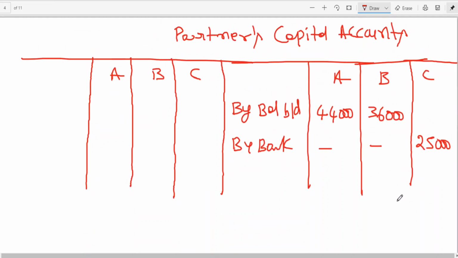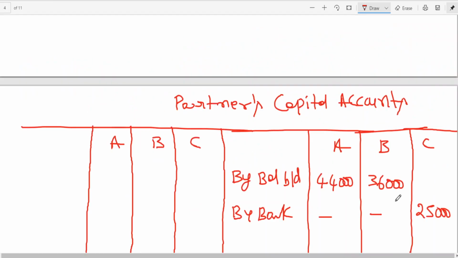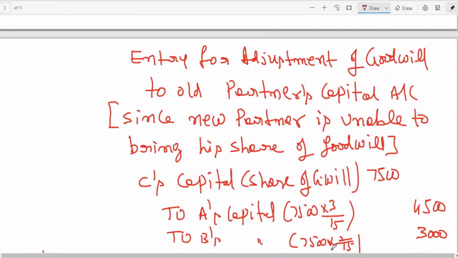The new partner is unable to bring his share of goodwill. I have given the entry already: C's capital account debited to A's capital and B's capital. I have explained the meaning. If you can bring the cash, no problem. If you don't bring the cash, the capital brought in by you will be debited, meaning it is being reduced. In simple words, you are making it mandatory for the new partner to bring the goodwill. It can be direct payment or it will be adjusted from the partner's capital account.